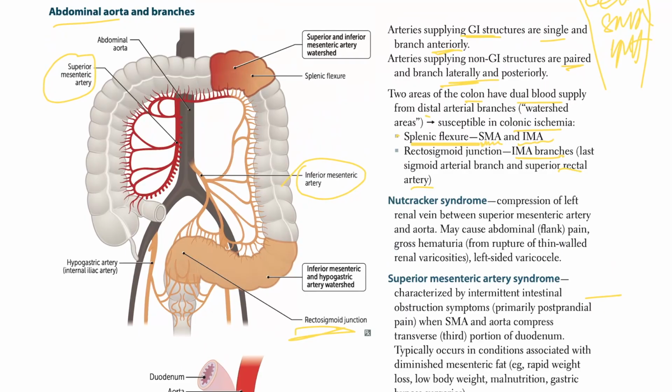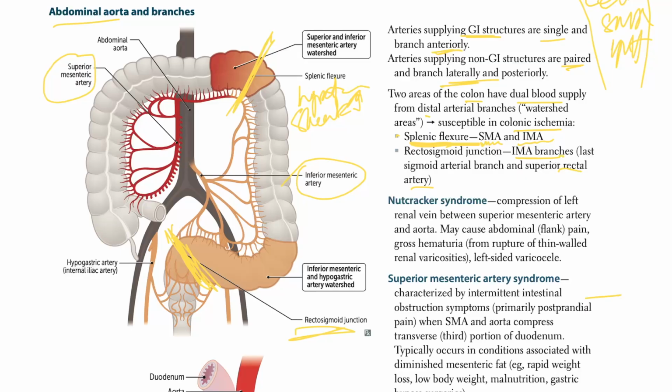Okay, that's the watershed area. So if you have hypotension, basically shock that causes hypotension, the areas you're most likely to affect, causing non-occlusive ischemia or non-occlusive ischemic colitis, are two areas. One is the splenic flexure. The second is the rectosigmoid junction.